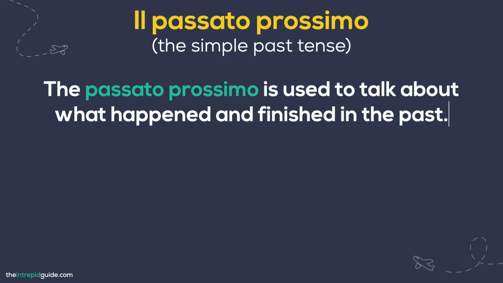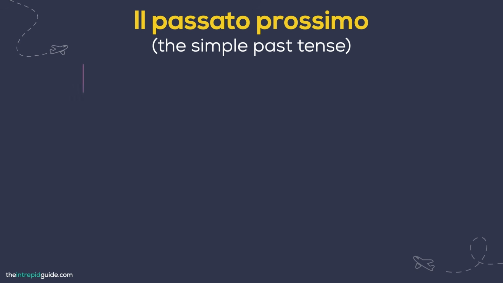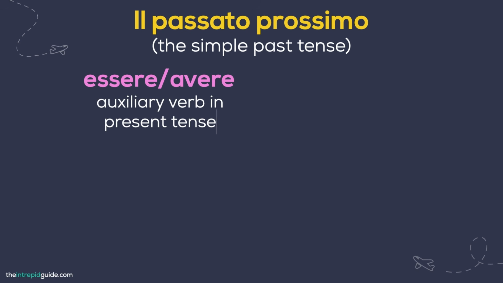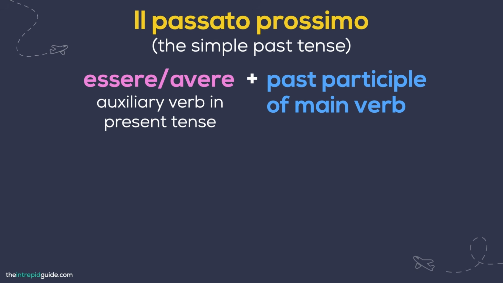The passato prossimo is used to talk about what happened and finished in the past. For example, I spoke, I ate, I went. Now this is a compound tense, which means it's built from two pieces put together. The first part is called the auxiliary verb, and for this we choose either avere, to have, or essere, to be, in the present tense. The second part is the past participle of the main verb. So here's the formula: essere or avere in the present tense, plus the past participle of the main verb.